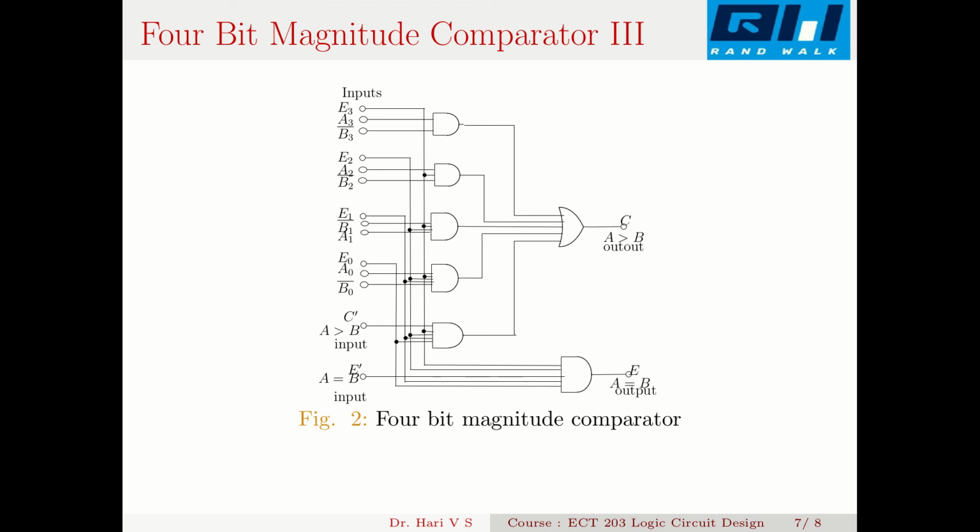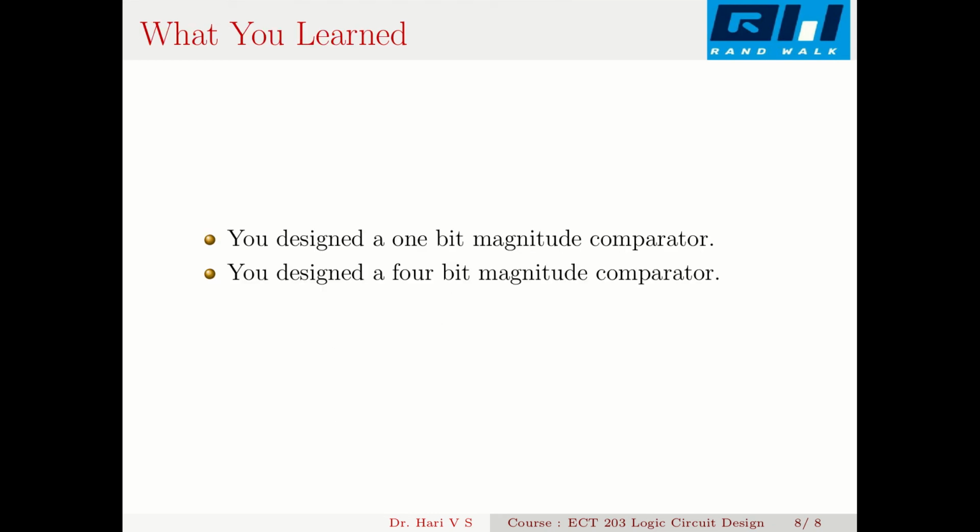Okay, now I come to the end of this. What you understood is you designed a one-bit magnitude comparator with NOR circuit, OR circuit and inverter circuits. Then you designed a four-bit magnitude comparator, and that is the end of this presentation. I thank you all.